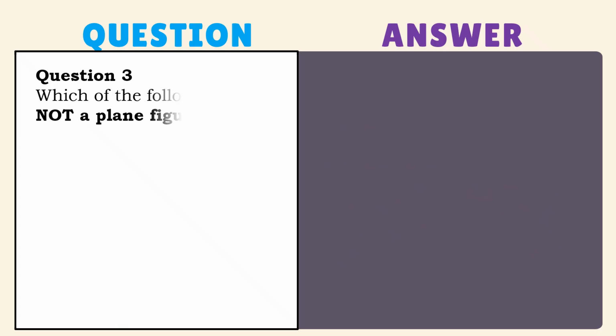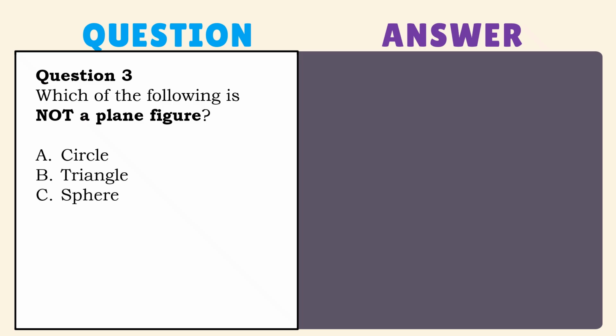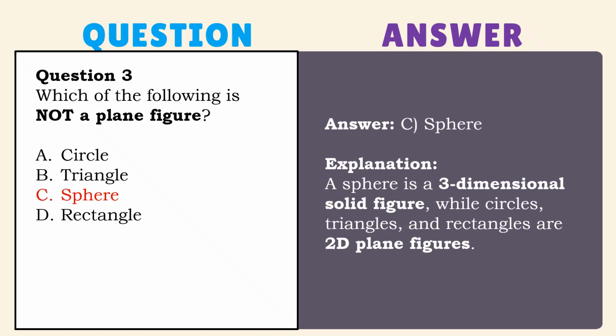Question number 3. Which of the following is not a plane figure? A. Circle, B. Triangle, C. Sphere, or D. Rectangle? What do you think the answer? Alright, the correct answer is letter C. Sphere. A sphere is a 3-dimensional solid figure, while circles, triangles, and rectangles are 2D plane figures.